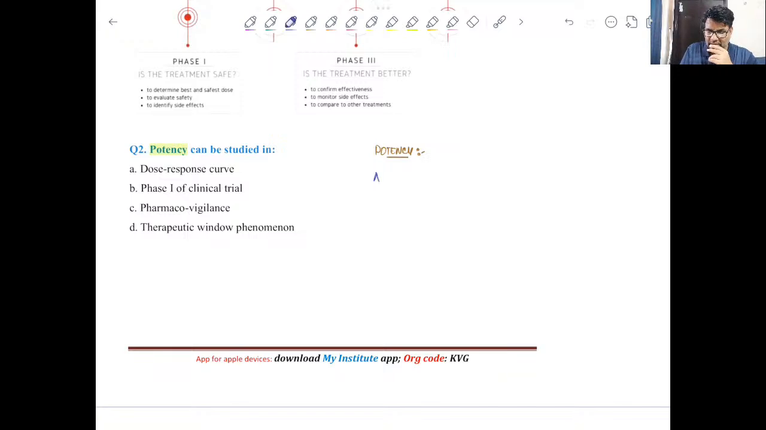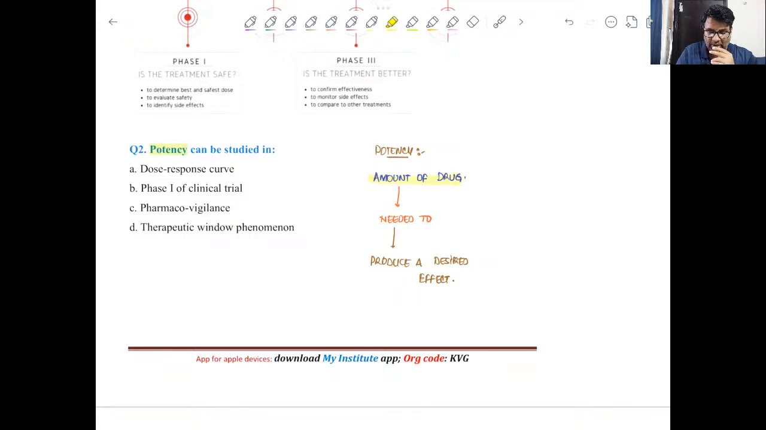Potency is the amount of drug needed to produce a desired effect. Clear? So this is potency: how much amount of the drug is needed to produce a certain desired response. So potency is about the amount of drug.